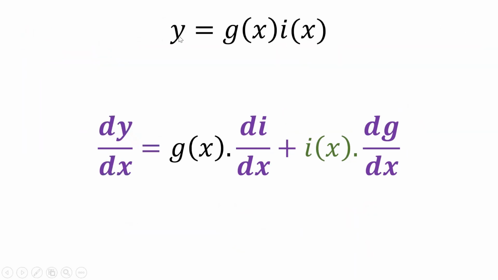So when you are given y equals j of x i of x, then its derivative can be obtained by applying the product rule, and that can be done by multiplying j of x by the derivative of i with respect to x, and adding the product of i of x and the derivative of j with respect to x. So this is the product rule. Now let's try to use this rule to solve one question.